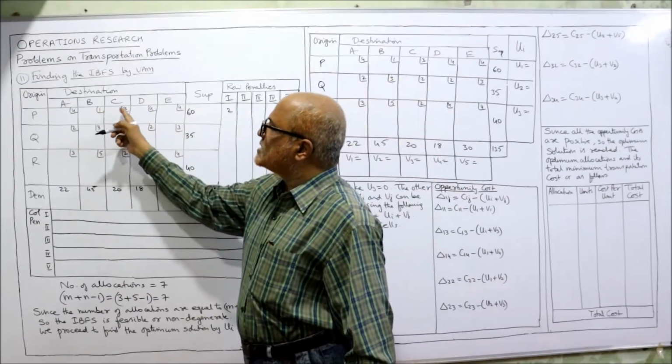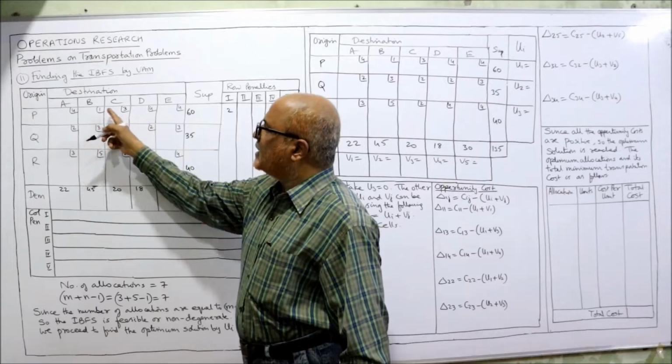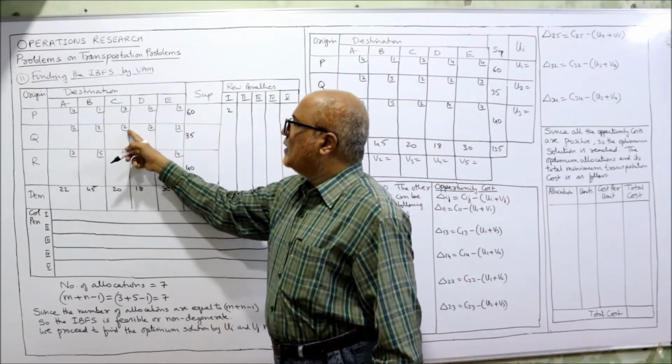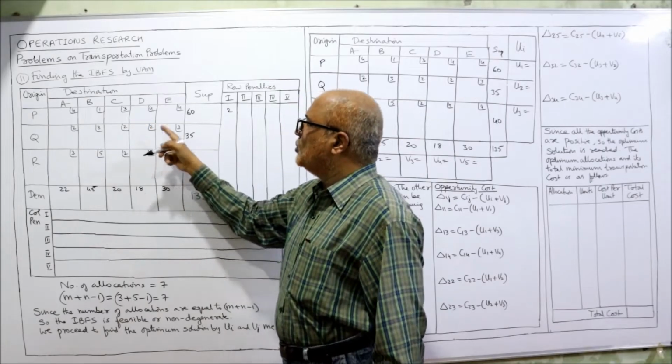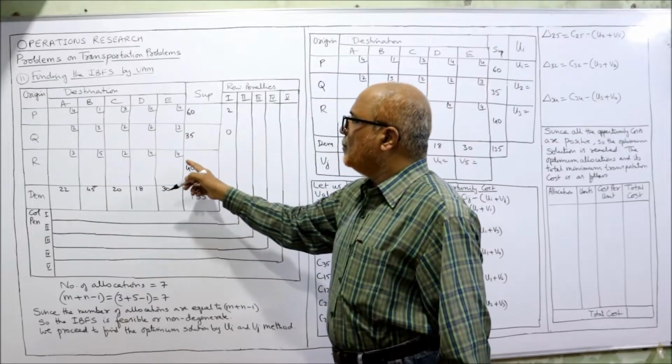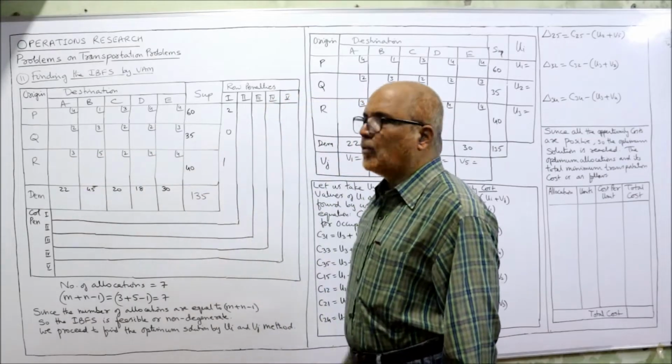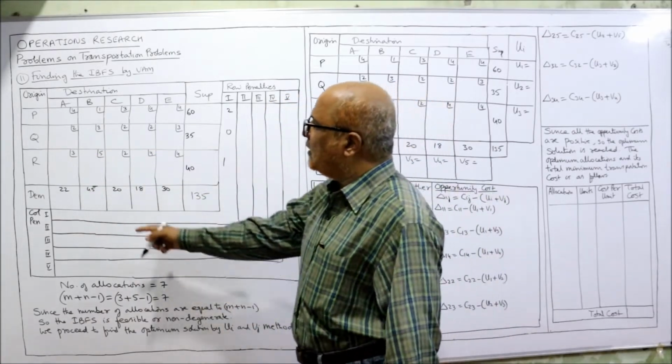In the second row, the minimum is 1, the next minimum is 3, so 3 minus 1 is 2. In the third row, the minimum is 2 and the next minimum is also 2, so 2 minus 2 is 0. In the fourth row, the minimum is 2 and the next minimum is 3, so 3 minus 2 is 1. Row penalties completed. Now the column penalties.